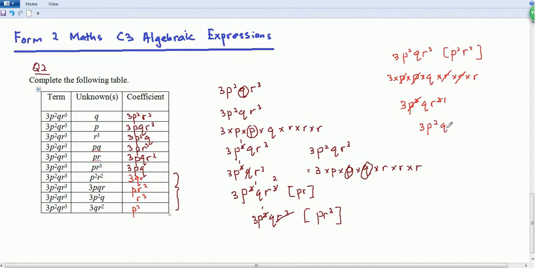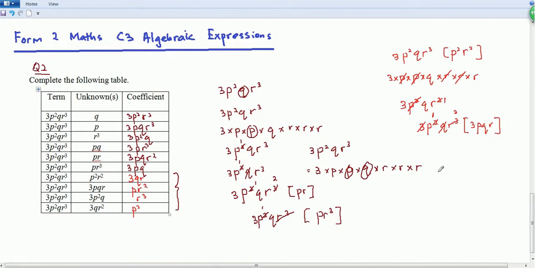Okay, so this one, 3p², same thing. But now the unknown is 3pqr. You have 3, you just cancel the 3. p, 2 minus 1, 1 left. q, 1 here and only 1, you just cancel. Here is 1r, 3 minus 1, you have 2 left. So the answer will be pr².